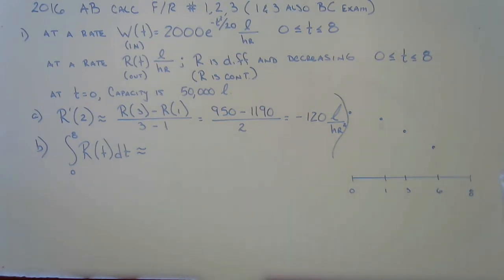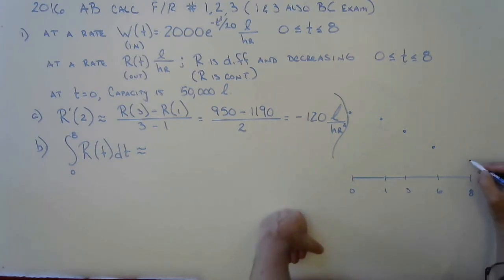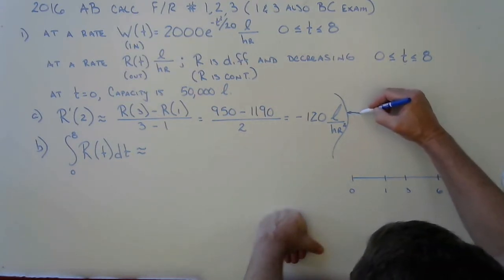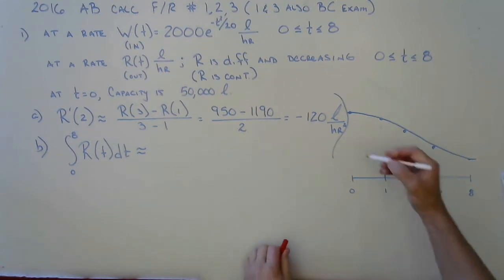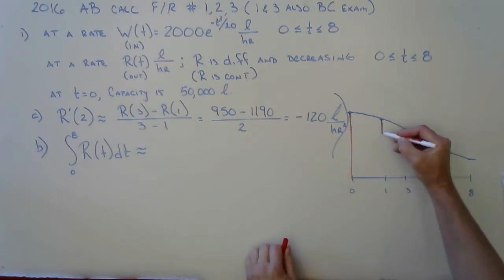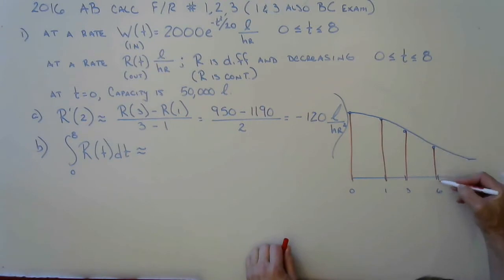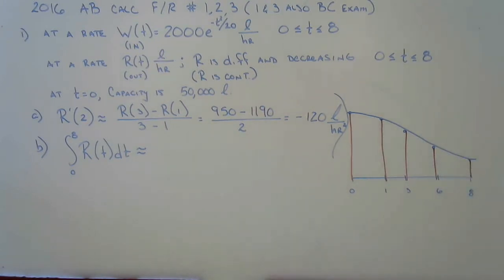And then finally, at 8 hours, we're at 700, right? So our function is decreasing like this, which is what they told us was going to happen. Now, they asked us to use left-hand Riemann sums. So let's go ahead and put our rectangles in here. They want us to use left-hand Riemann sums. So what is that going to look like then?